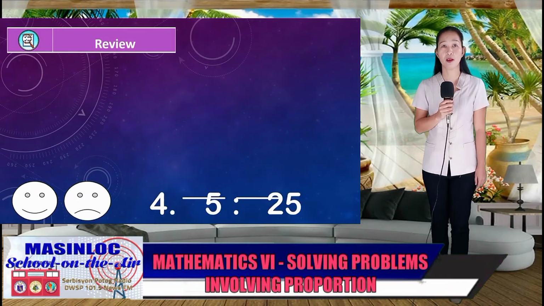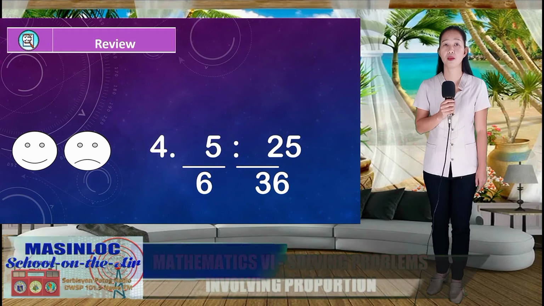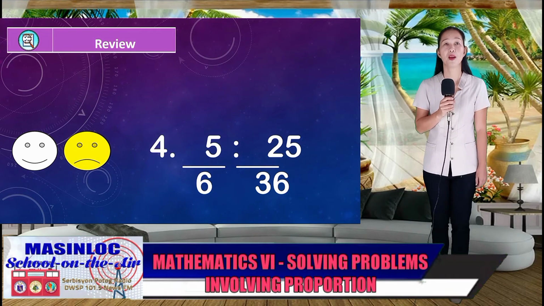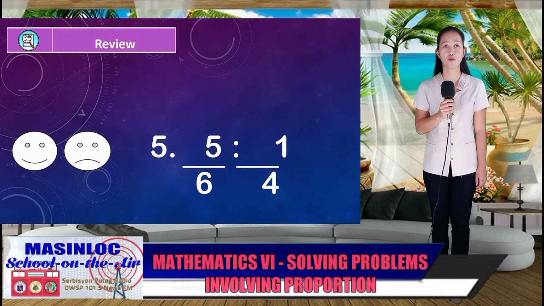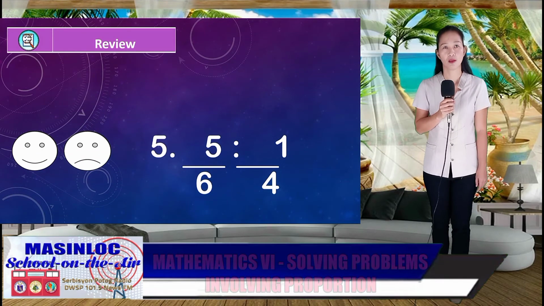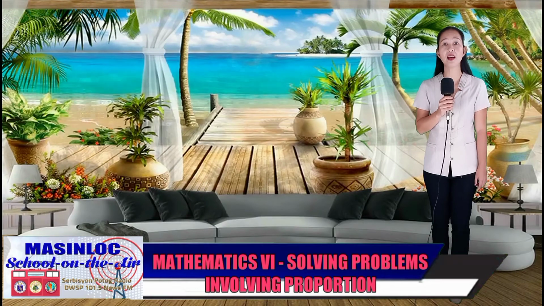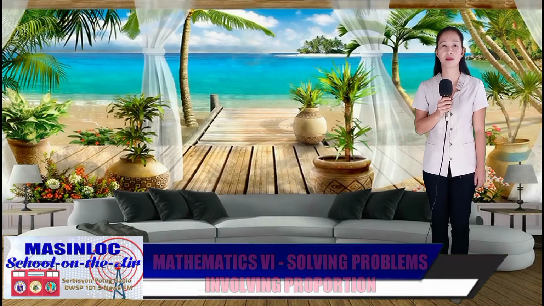Number 4. 5 over 6 is to 25 over 36. The answer is, very good, the sad face. Number 5. 5 over 6 is to 1 over 4. What is the answer? Good work. It is the sad face. Very good. You have learned a lot from your previous lesson. You are now ready for our new lessons.